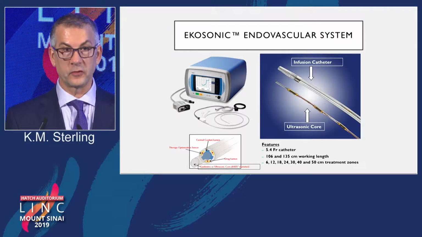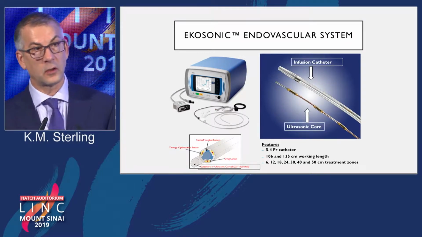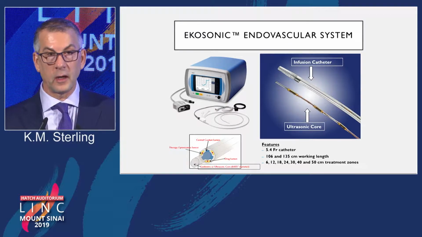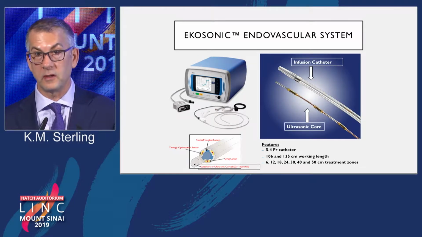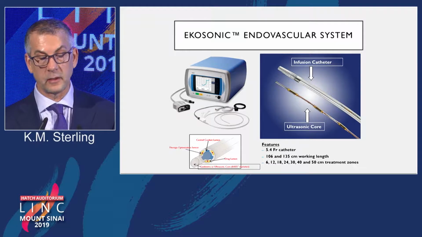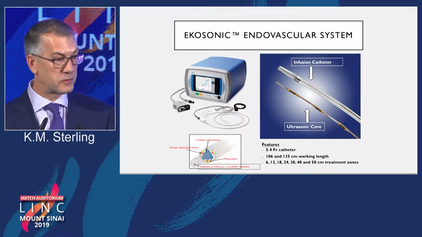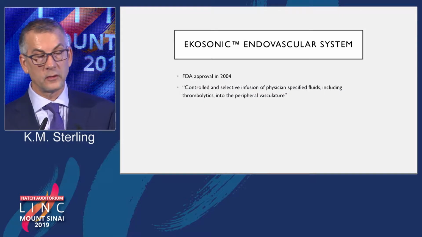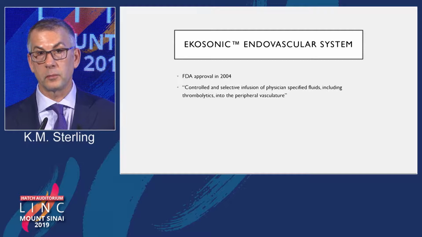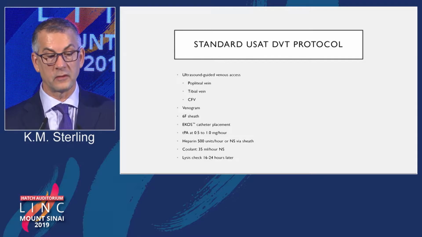This is what most of you have seen. It's basically the current EKOS device. It's a 5.4 French catheter. They have ultrasound transducers going from 6 all the way to 50 centimeters in length, and a lot of times when you're treating DVT, you're going to end up using that 50 centimeter long catheter, and it comes in 2 lengths, 106 and 135. The device was actually approved in 2004 to be used in peripheral vasculature, arteries, and veins.